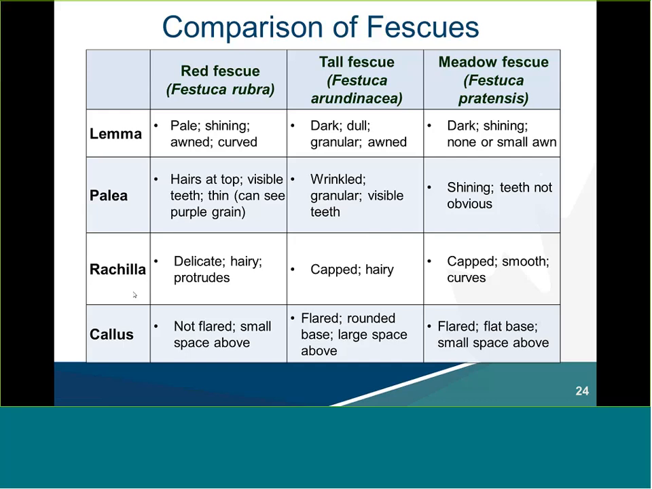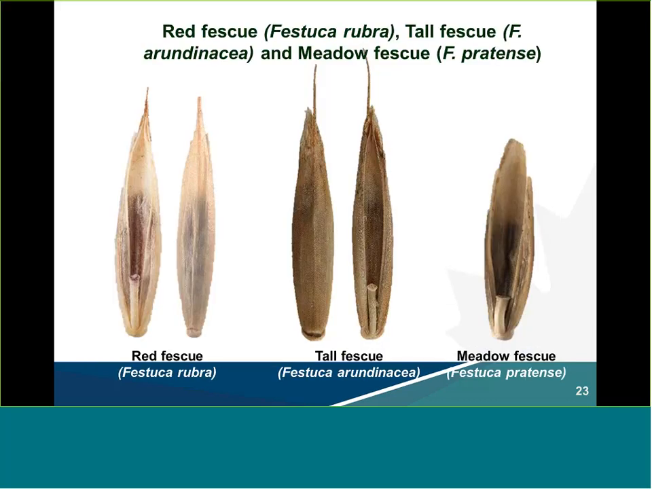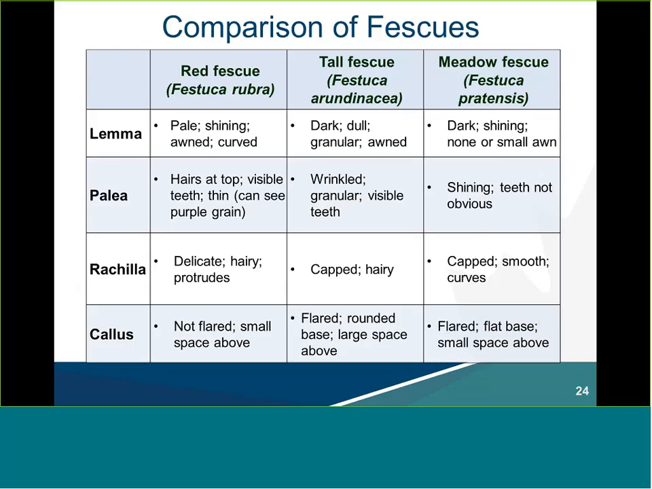Now, I don't have it in this comparison table, but it's a bit wider. That becomes important in the next section, and it curves away. So it doesn't, like the red fescue, just kind of stand away. The meadow fescue actually curves. The bottom half curves away from the palea. The callus is not flared at the sides.